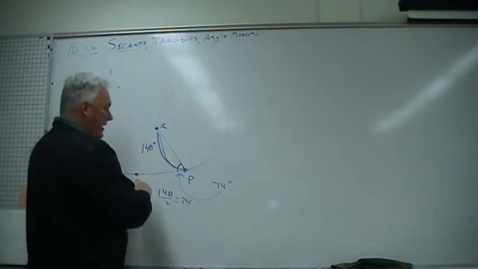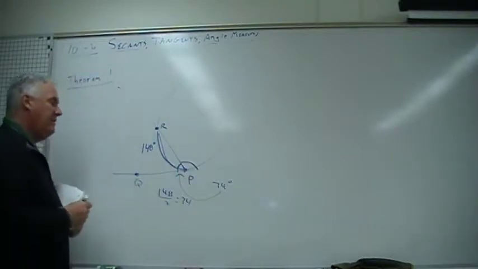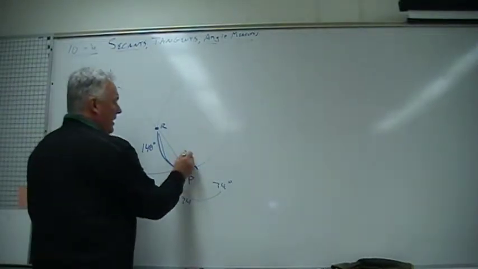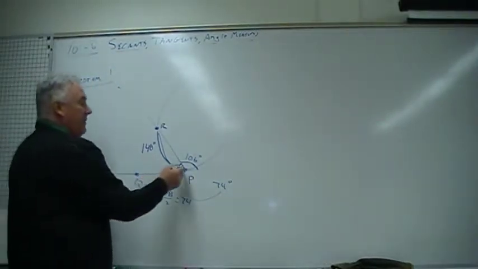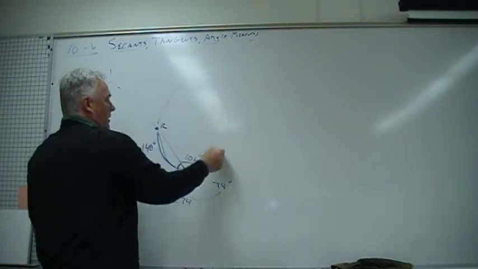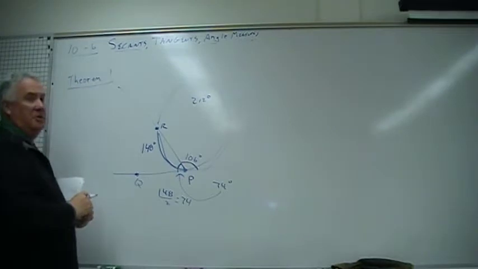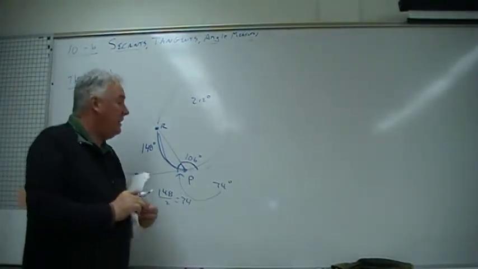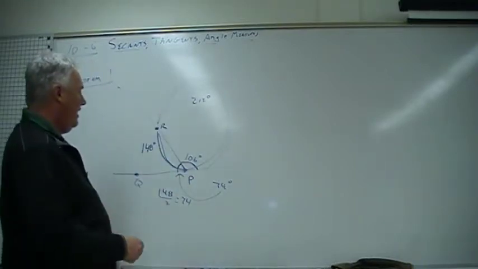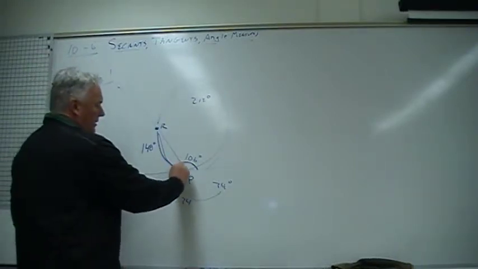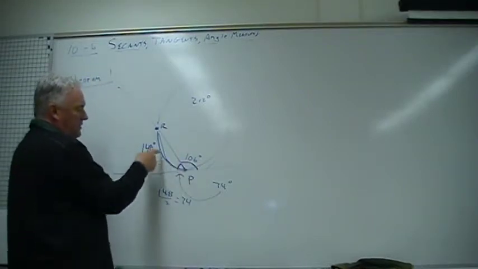We can flip that around. If this is 74, this is 180 minus 74. It would be 106 degrees. And then what's the measure of this arc? It's 106 times 2 for 212 degrees. Okay, so that's the second rule that we have. This angle measurement between a secant and a tangent is half of this intercepted arc.